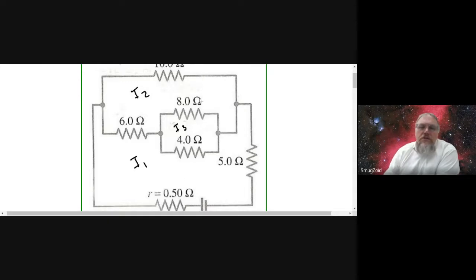So when you go around the circles to build these things, keep in mind that this one, I1, is going to be this resistor, this one, and this one. I2 would be this one, and this one, and I3 is just these two. So that's going to be where the first mistake is going to be made. But let me show you what you end up with.